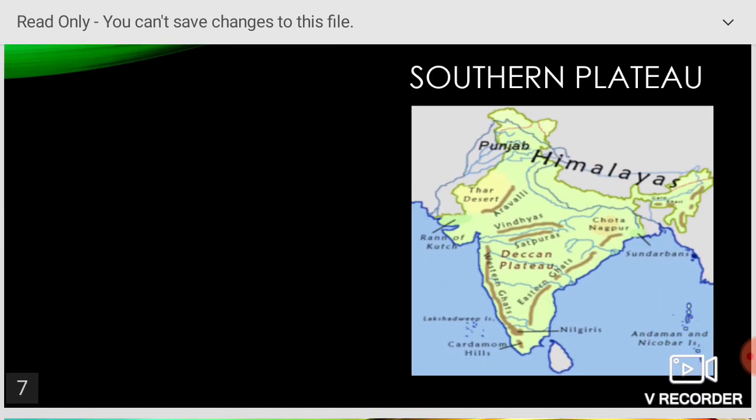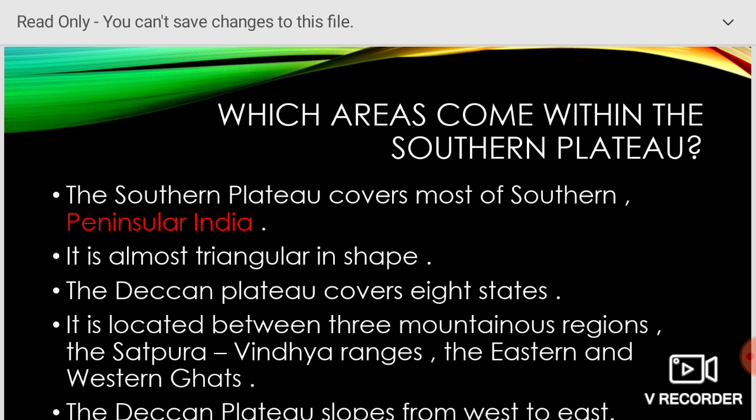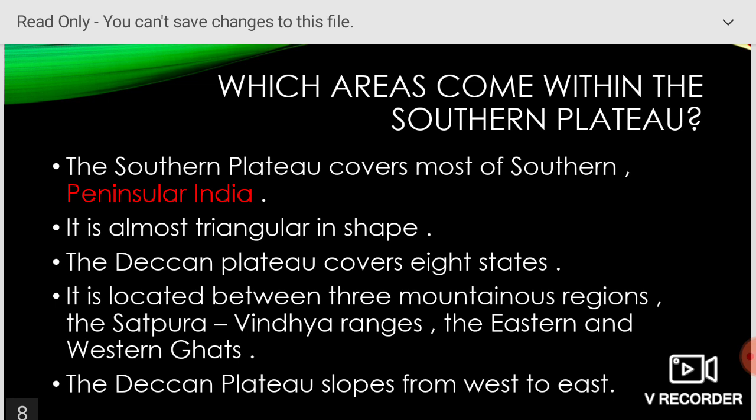Southern Plateau. You can see the Southern Plateau, the part of the Deccan Plateau. Which areas come within the Southern Plateau? The Southern Plateau covers most of southern peninsular India. It is almost triangular in shape. The Deccan Plateau covers 8 states.